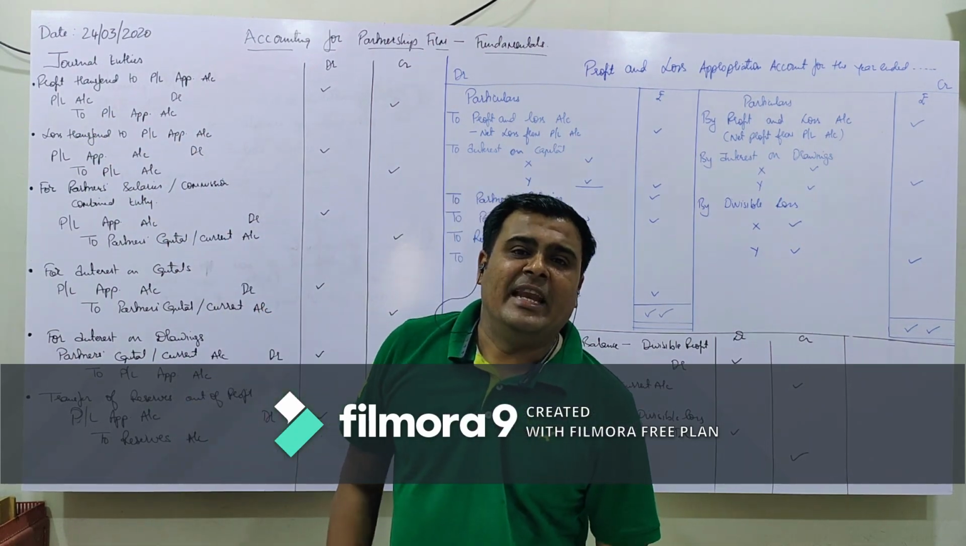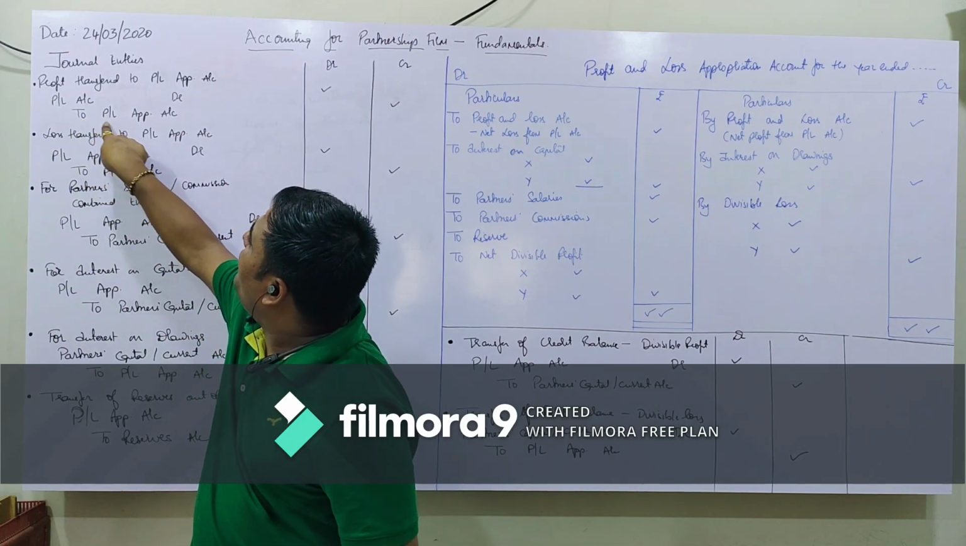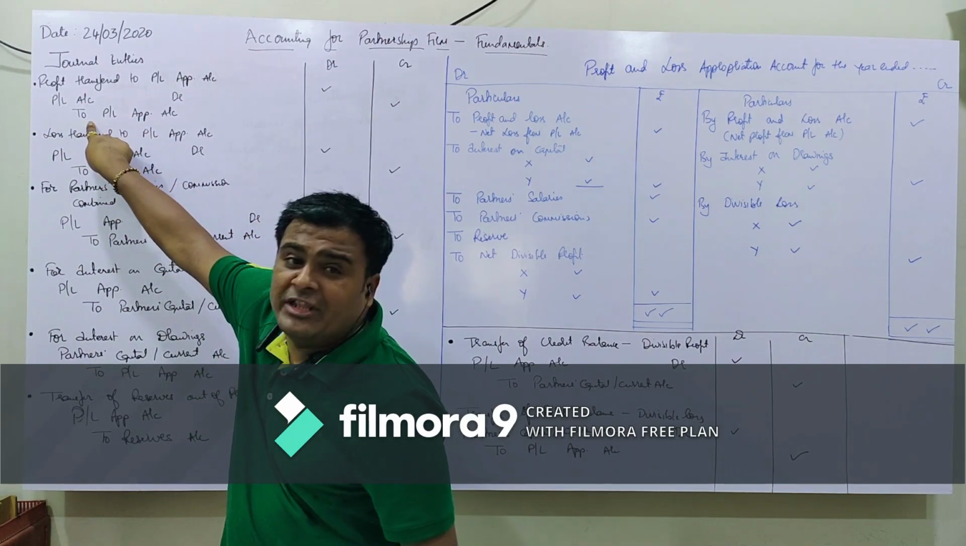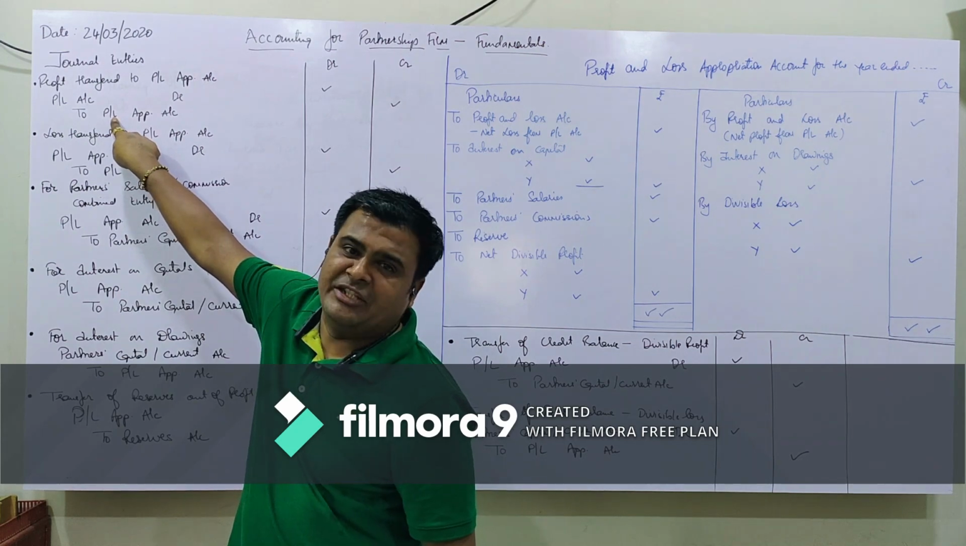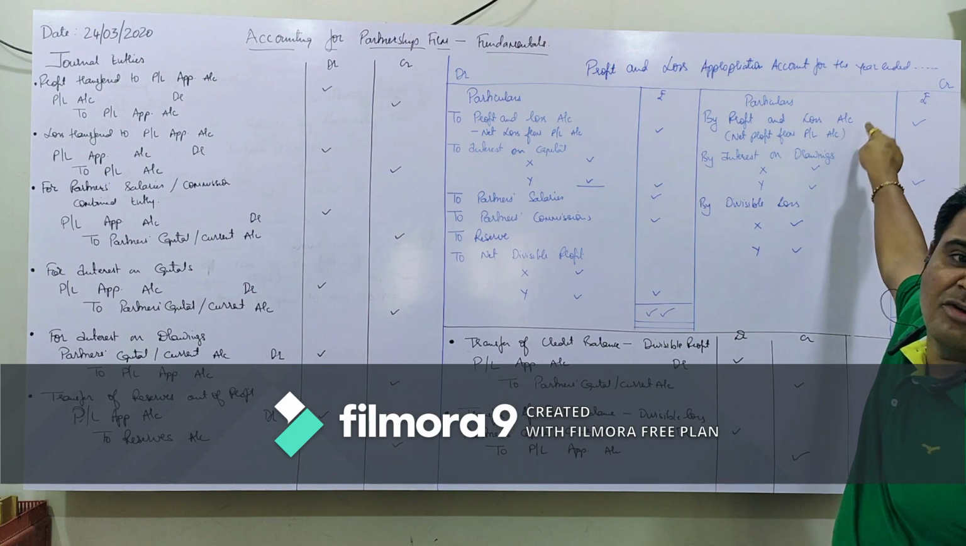We must remember the ledger posting. Here on the profit and loss debit side, we have profit and loss appropriation. That means on the credit side of the profit and loss appropriation, we have the profit and loss account on the credit side.